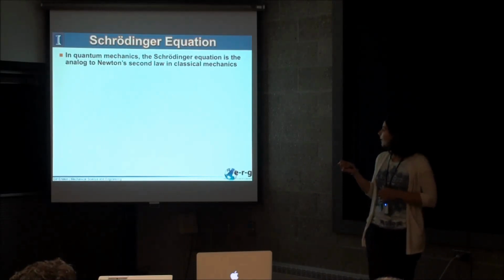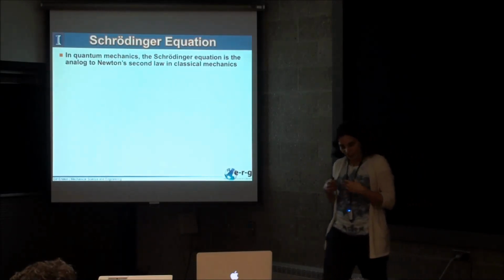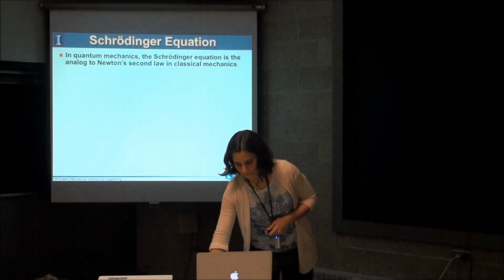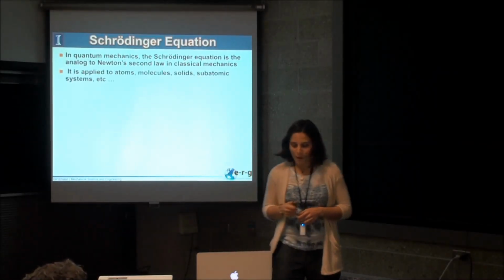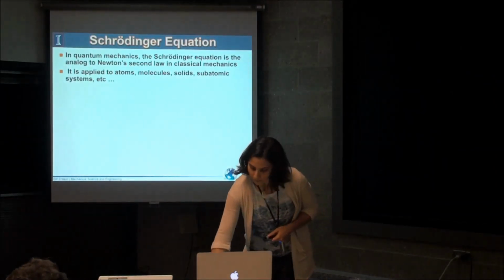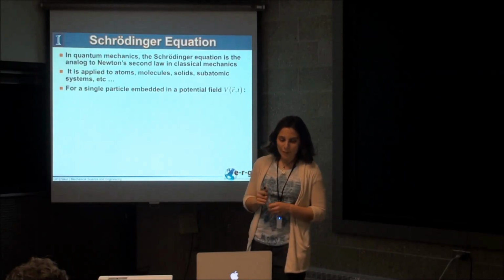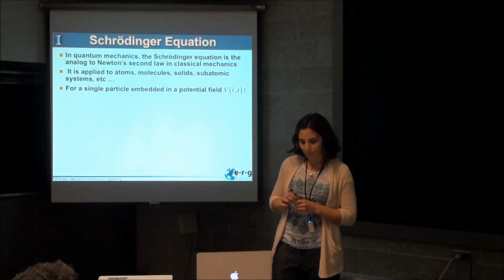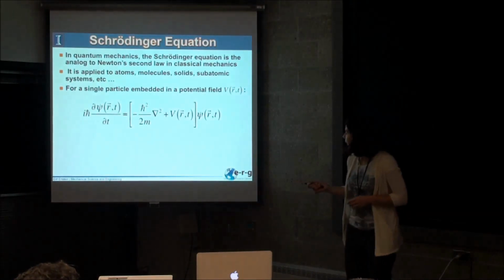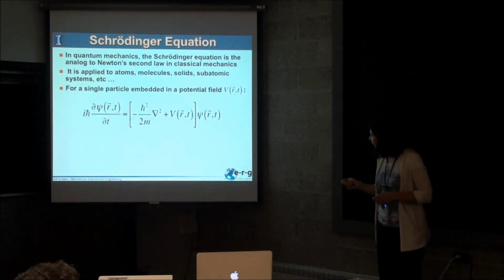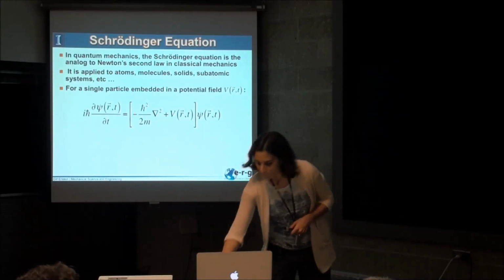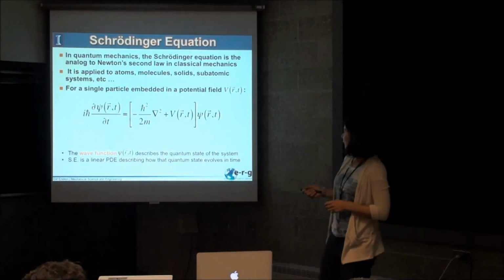In quantum mechanics, the Schrodinger equation is the analog to Newton's second law in classical mechanics. It's the equation we apply to atoms, to molecules, to solids, subatomic systems. For example, for a single particle embedded in some sort of potential field, this is what the Schrodinger equation looks like. And if you haven't seen this before, you're thinking, what is that? Well, let me explain a little bit.